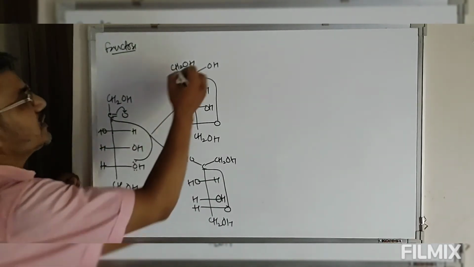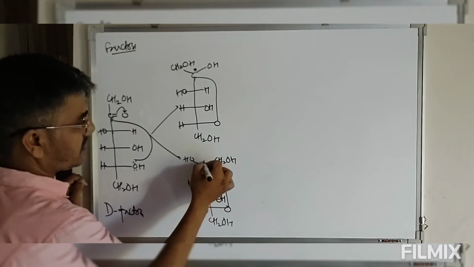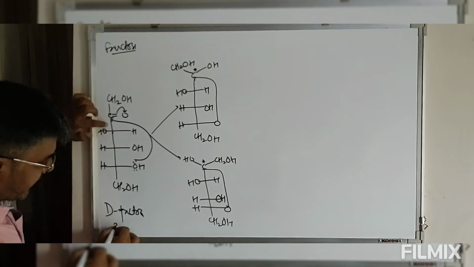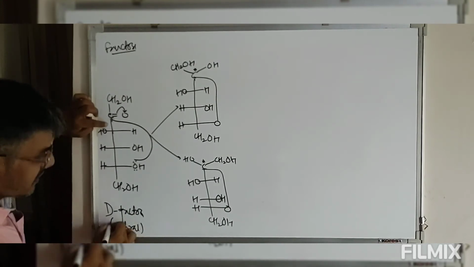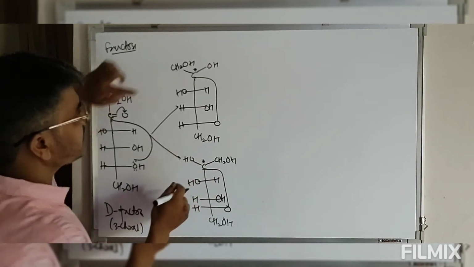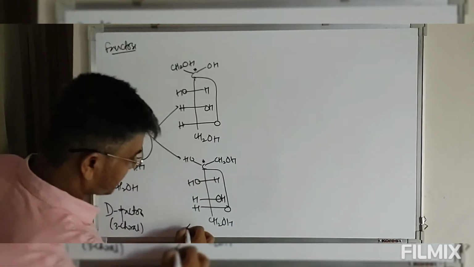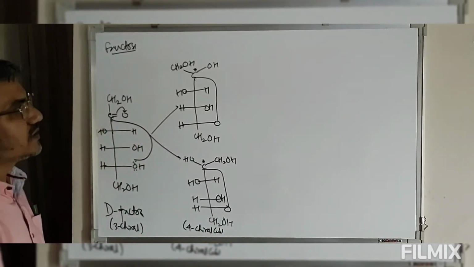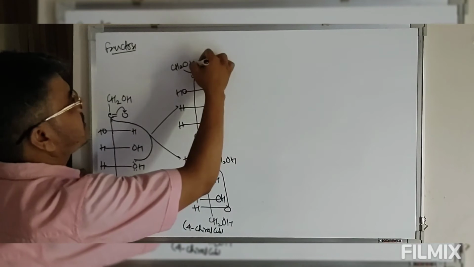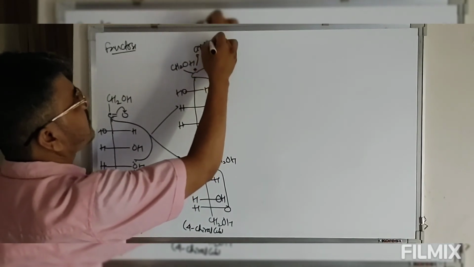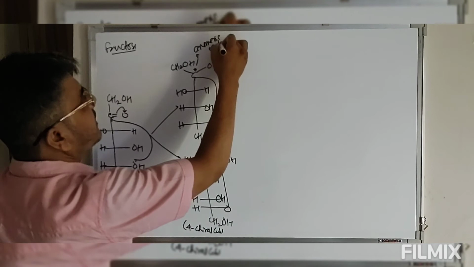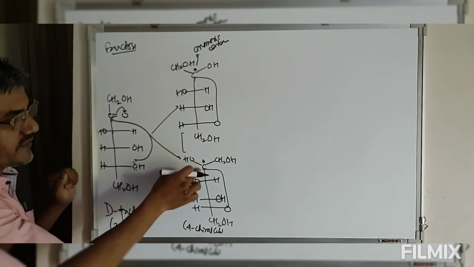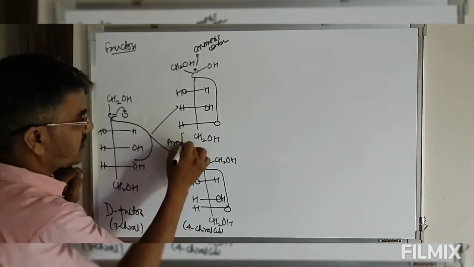Again, look at this newly developed chiral center. Before this, in the open chain, we have 3 chiral centers. But once we cyclize, a new chiral center is developed. So this contains 4 chiral centers. This newly developed chiral center is what we call the anomeric carbon. These 2 isomers, which differ in the configuration of the anomeric carbon, are known as anomers.